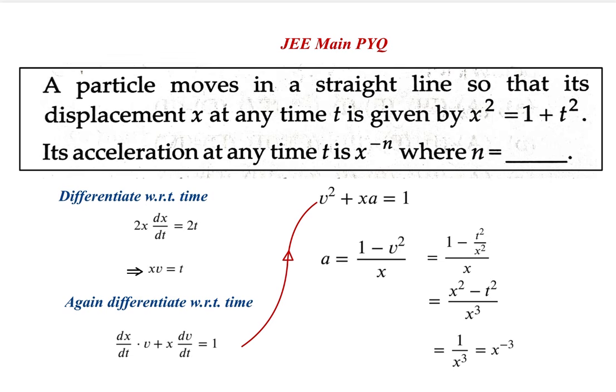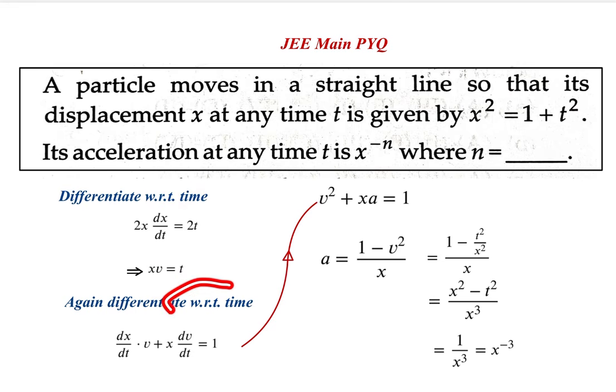So to solve this, first differentiate both sides with respect to time. So we will get 2x into dx by dt. That is, we will apply the chain rule to differentiate the left hand side. So the left hand side becomes 2x into dx by dt, and the right side becomes 2t. This 2 will cancel out, and dx by dt is velocity. So we get x into v equals t.